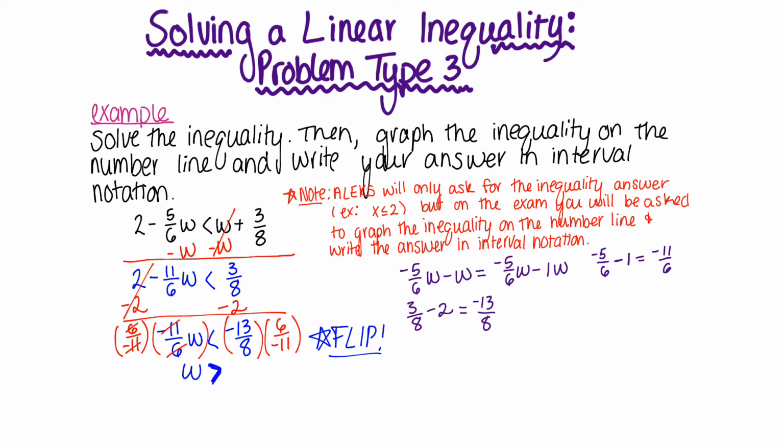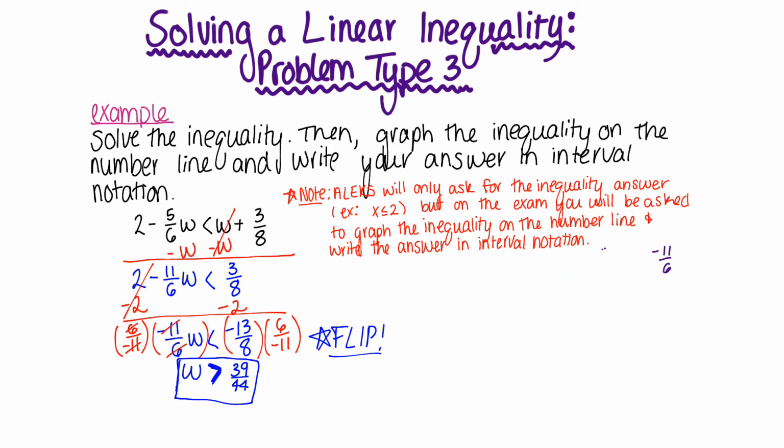So negative 13/8 times 6/11. I have 39/44 as an answer, so positive 39/44. W is greater than positive 39/44. This is the answer that Alex is going to be looking for. Now, I'm going to go ahead and do a number line and interval answer so that you can get practice with that.